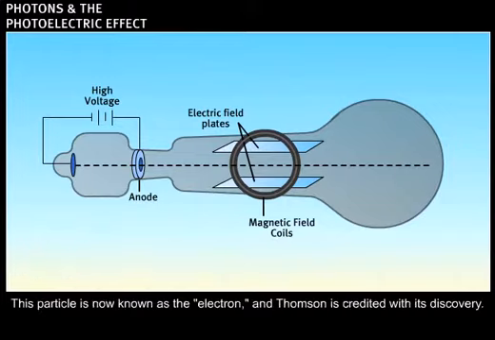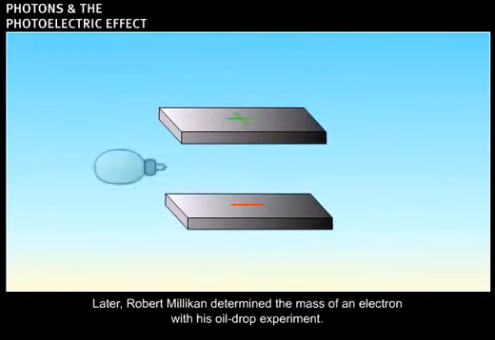This particle is now known as the electron, and Thomson is credited with its discovery. Later, Robert Millikan determined the mass of an electron with his oil drop experiment.